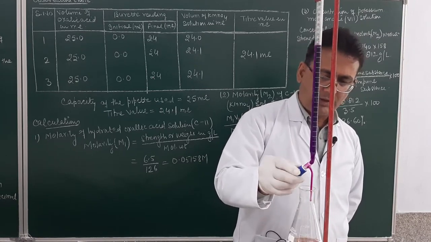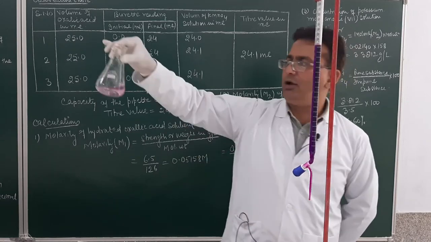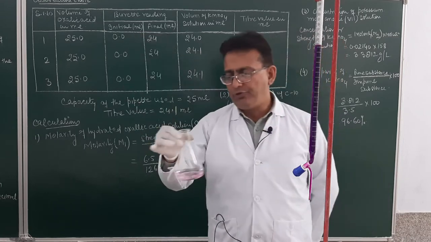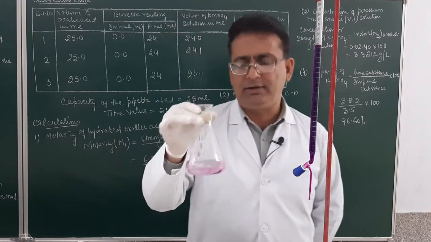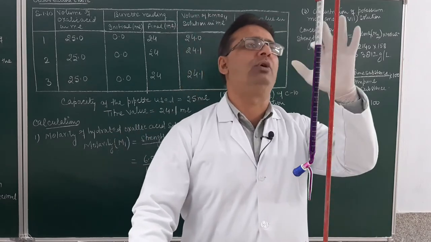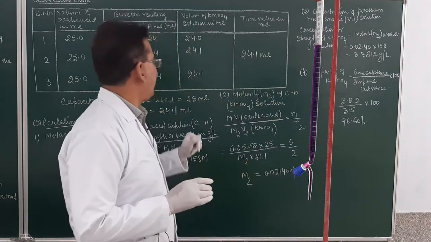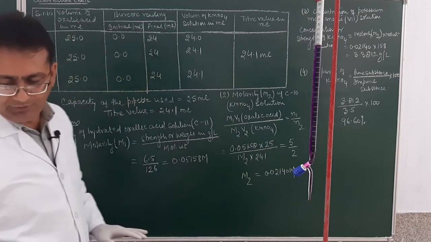Yes, students, I hope you must have been able to understand this. You may see over here a persistent light pink color is obtained, which is now no more getting decolorized. So this is the end point of the titration. And if I see this value, it is coming to be about 24.1. So what is the end point of the titration? Which is 24.1. Now the calculation is to be done.